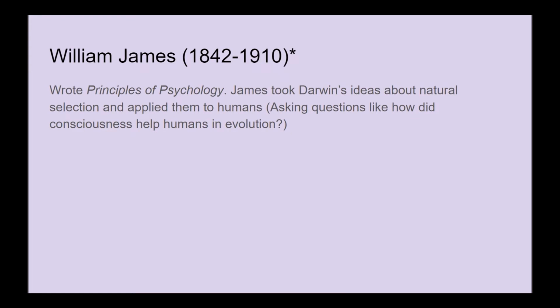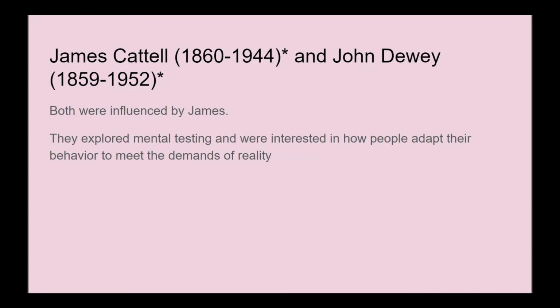So, of course, you get to William James. He wrote the book Principles of Psychology. He took Darwin's ideas about natural selection and applied them to humans, asking questions like how did consciousness help humans in an evolutionary aspect. Then we get to James Cattell and John Dewey, who are both influenced by William James, and they explored mental testing and intelligence testing and were interested in how people adapt their behavior to meet the demands of reality.